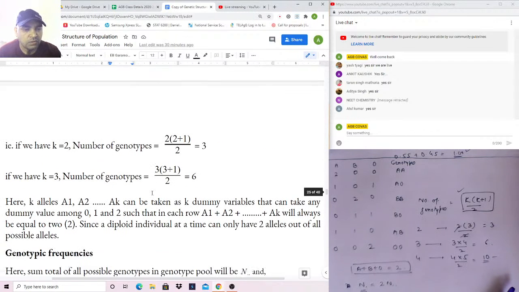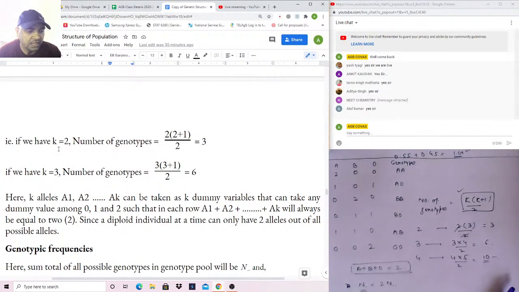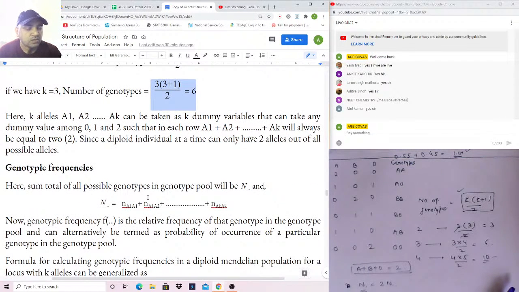The same thing I have shown here: if k is equal to 2, the genotypes will be like this, and if k is equal to 3, the genotypes will be like this. So here these k alleles A1, A2, AK can be taken as k dummy variables that can take any dummy value 0, 1 or 2, such that in each row A1 plus A2 plus AK will always be equal to 2, since a diploid individual at a time can only have two alleles out of all possible alleles, right?